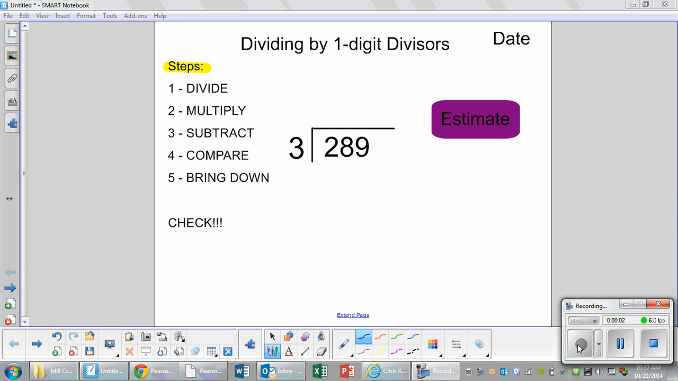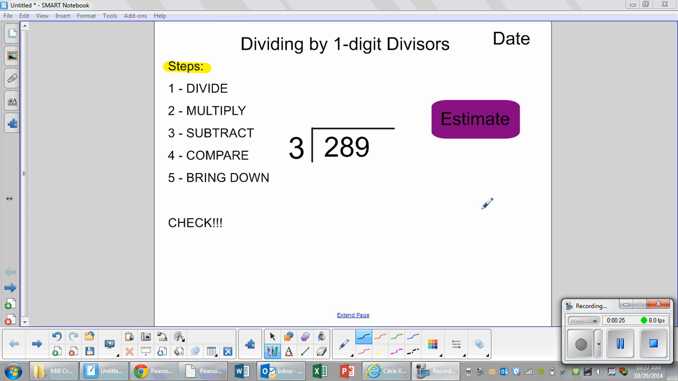Okay, yesterday our lesson was all about modeling with division, and we looked at money and how to model a division problem with money. Today we're going to actually get into the division algorithm. So if you could open up your math notebooks to the numbers and operations section, go ahead and put today's date and dividing by one-digit divisors at the top of your next blank page.